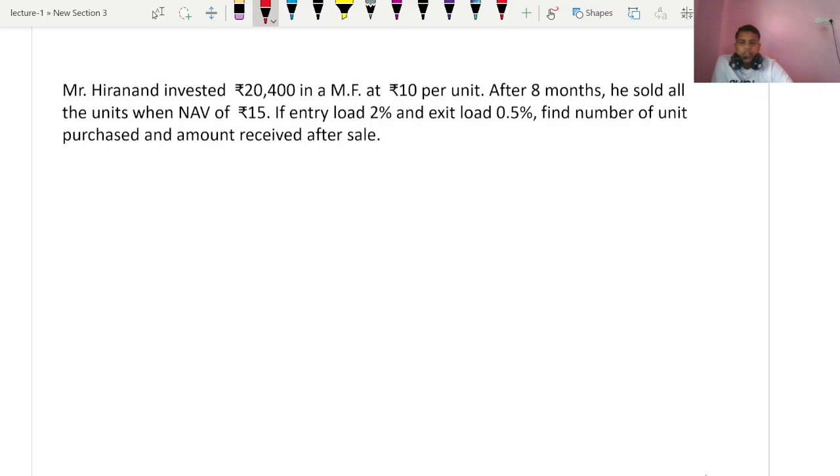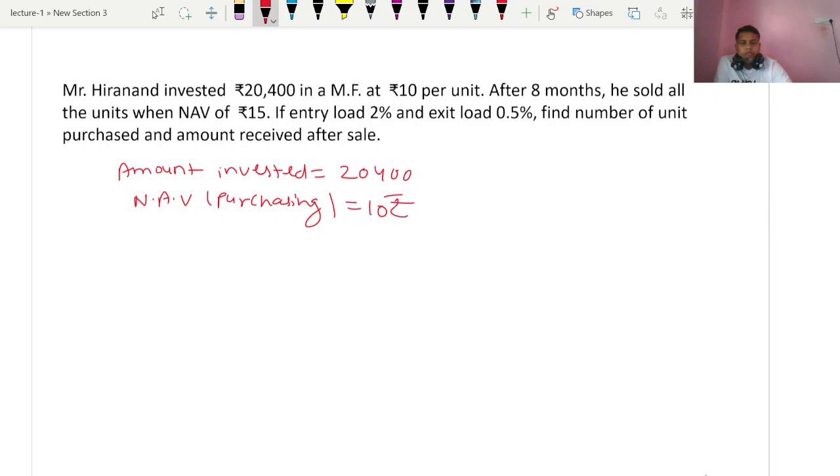Mr. Hiranand invested 20,400 in a mutual fund. So amount invested 20,400 at 10 rupees per unit. So net asset value when purchasing is what? 10 rupees. Okay.